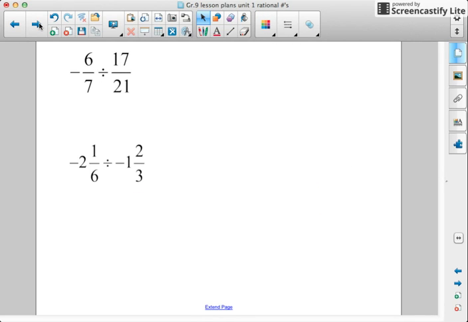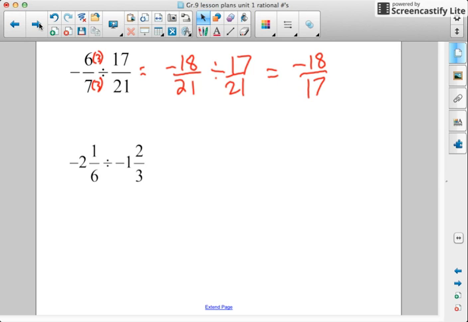We'll do a couple more examples. Common denominator on the top one here would be 21, so I need to multiply this one by 3. So I end up getting negative 18 over 21 divided by 17 over 21. My solution, negative 18 divided by 17. Or that also equals negative 1 and 1/17.